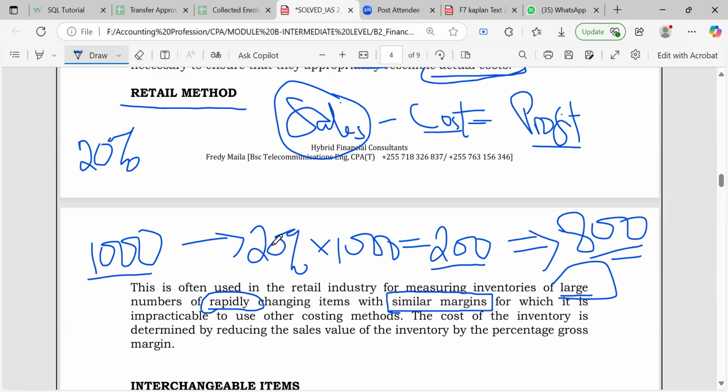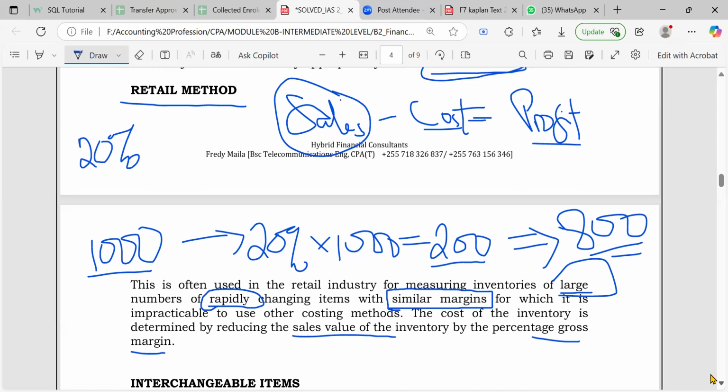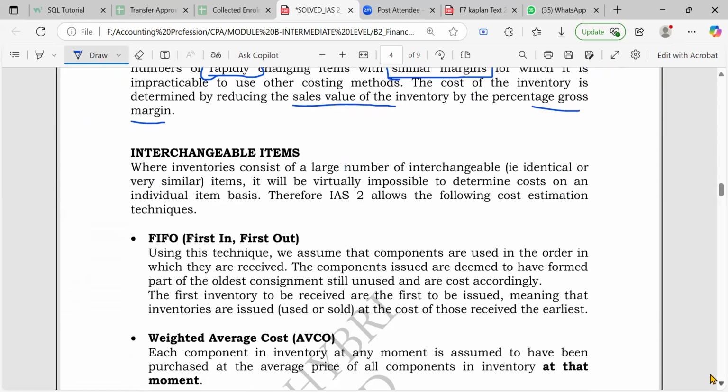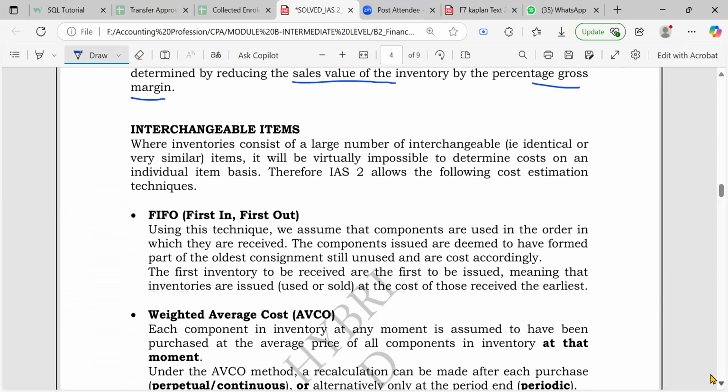So you deal with the first one, you deal with the second, you get the cost for the first and the second, then you add them to get the total cost, right? Yes. That's why I say the cost of inventory is determined by reducing the sales value of inventory by the percentage of gross margin. So you just deduct and you get your figure. You get the point. Yes. Okay, those were for non-interchangeable items, which even if you do interchange, you won't notice the items which were identical.